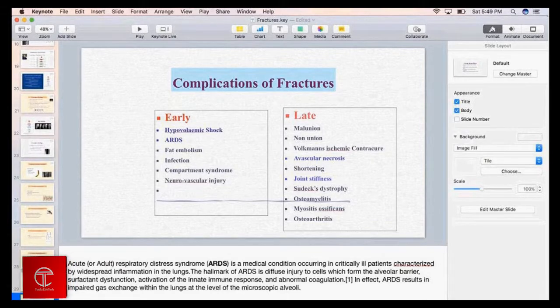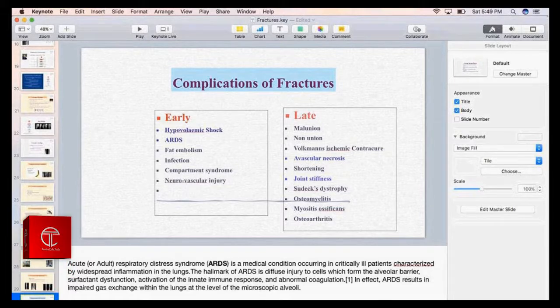Hypovolemic shock. I am sure Gautam and Shishrud are general surgery students. Yes, sir. So you may be well aware of most of these things like shock.